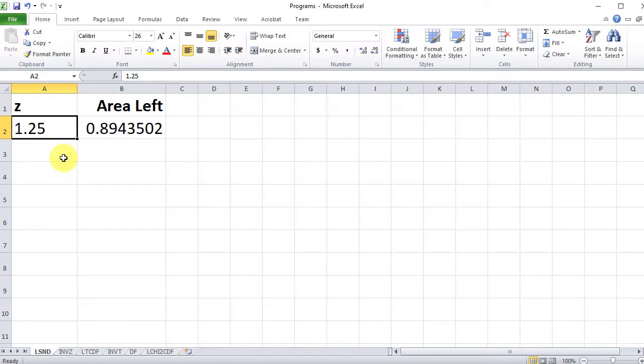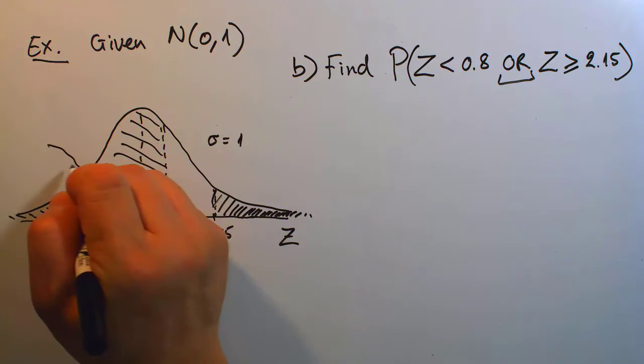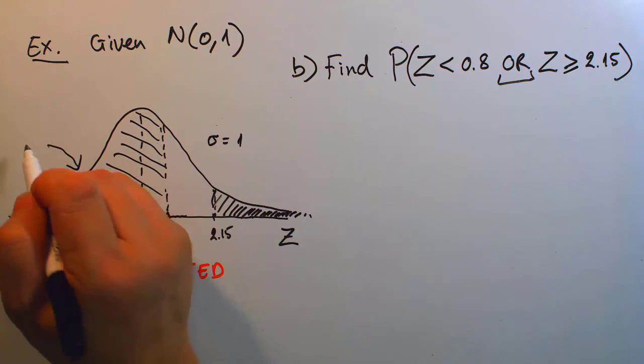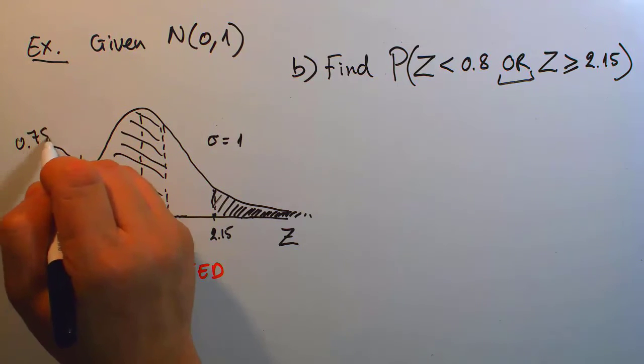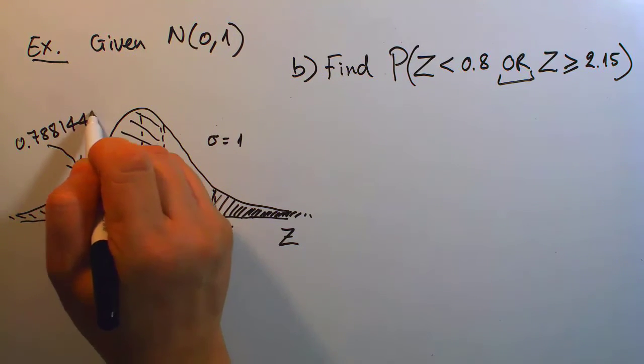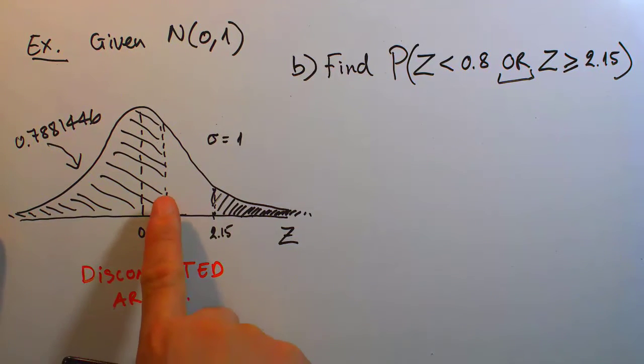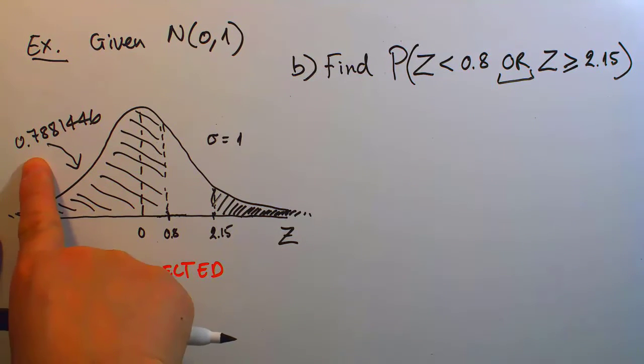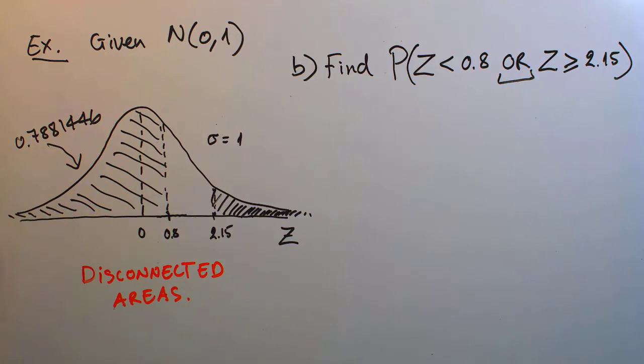My LSND program is going to give me now 0.8 for the z-score, and I'm just going to hit enter. My LSND program gives me this area here being 0.7881446, and this area came directly out of the technology resource right here.